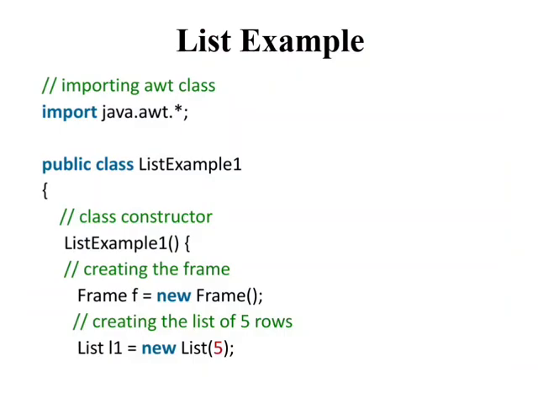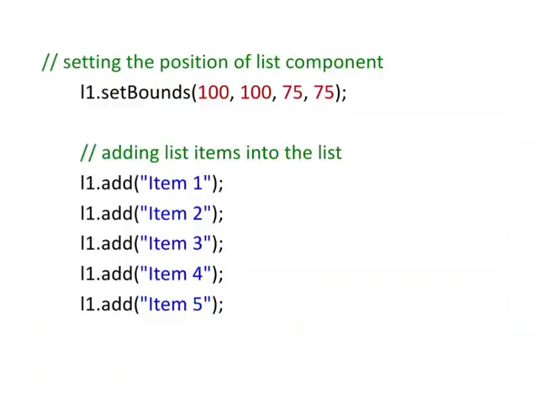Next is the List class example. Importing the AWT classes: import java.awt.*; public class ListExample1, including the list constructor, ListExample1() in curly brackets. First we want to create a frame: Frame f = new Frame(). Then creating the list of 5 rows: List l1 = new List(5). Then setting the position of the list component: l1.setBounds(100, 100, 75, 75).